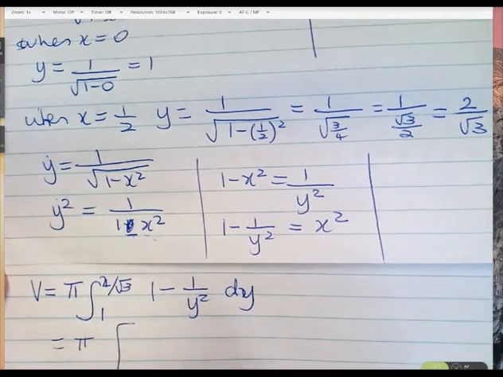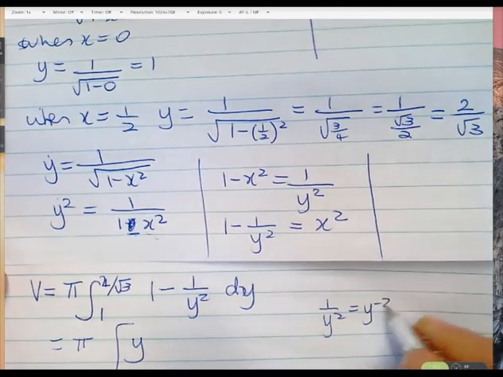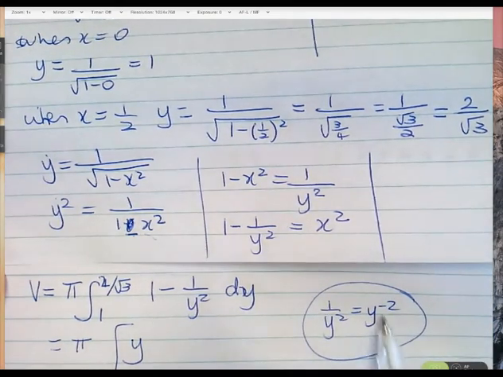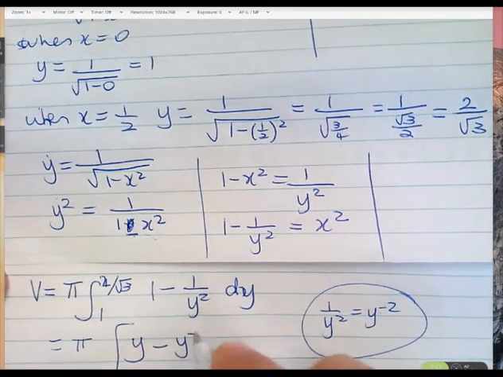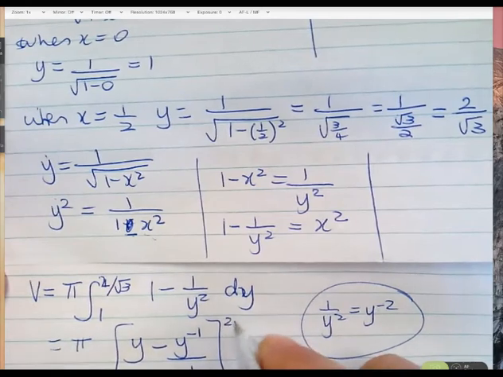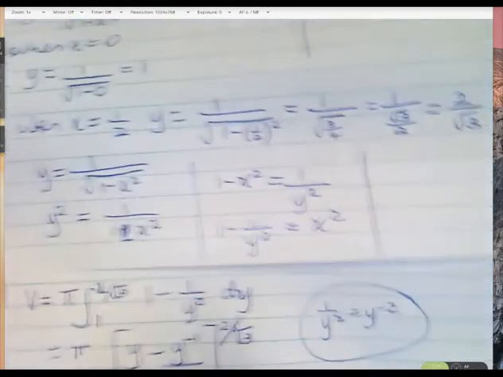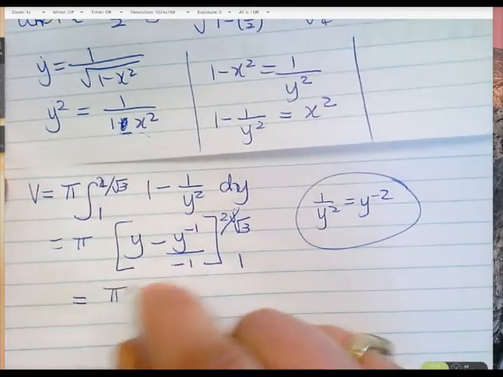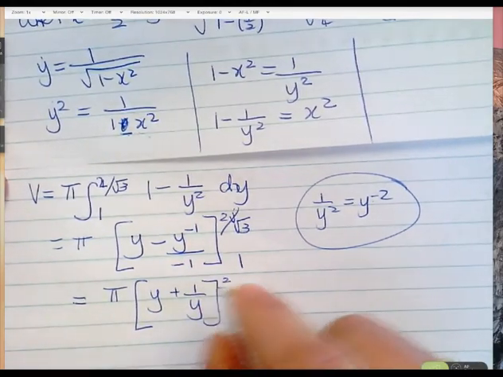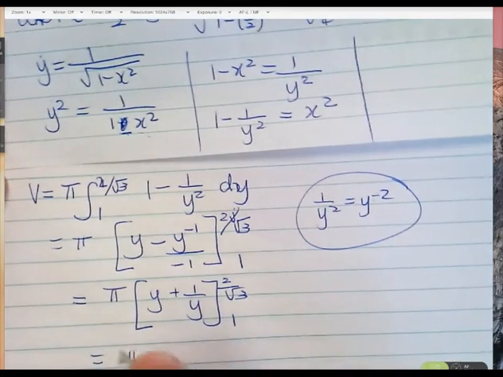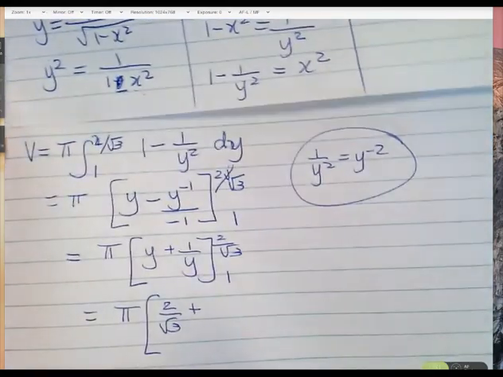So pi, integrate 1, you get y. 1 on y squared happens to be y to the negative 2. Now integrate it. Increase the power by 1. Don't put negative 3, please. Minus y to the negative 1 over negative 1, from 2 divided by root 3 to 1. So just be careful here. So it's pi, what does this become? Y plus 1 on y, between 2 over root 3 and 1. So it's going to be pi, 2 over root 3 plus, what's 1 divided by 2 over root 3?